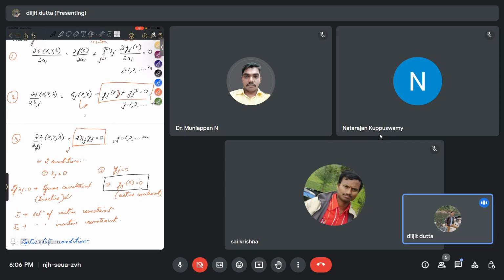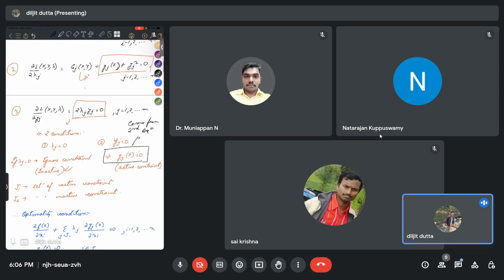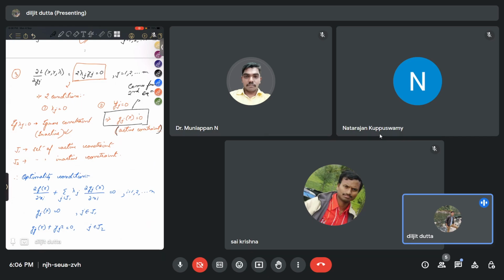And this comes from where? This comes from the second equation. It is capital G of x equal to 0. If yj is equal to 0, then only gj of x is equal to 0. So now this becomes the active constraint. So we'll denote J1 as the set of active constraints and J2 as the set of inactive constraints.